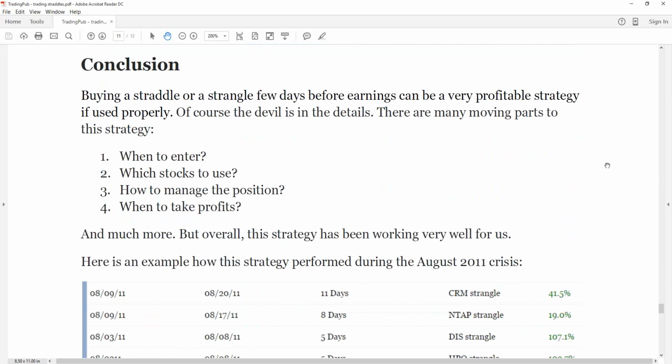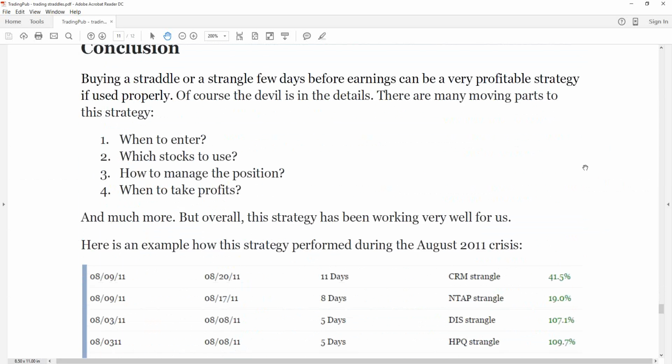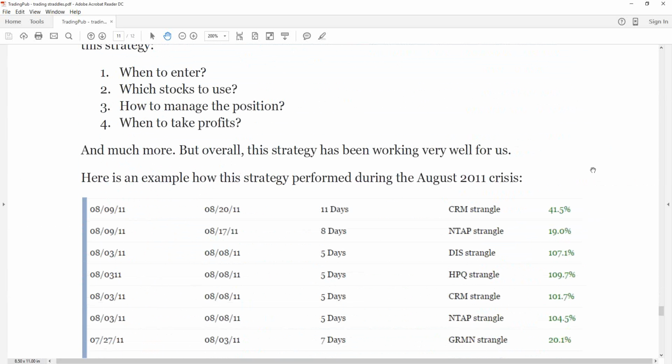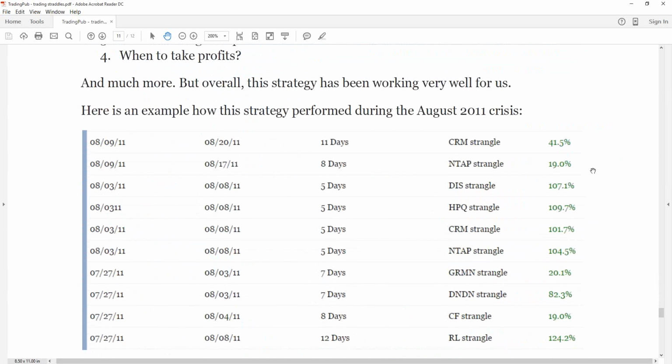All right, conclusion. Buying a straddle or a strangle a few days before earnings can be a very profitable strategy if used properly. Of course, like we mentioned, the devil is in the details. There are many moving parts to the strategy: when to enter, which stocks to use, how to manage your position, and when to take profits, etc., etc.